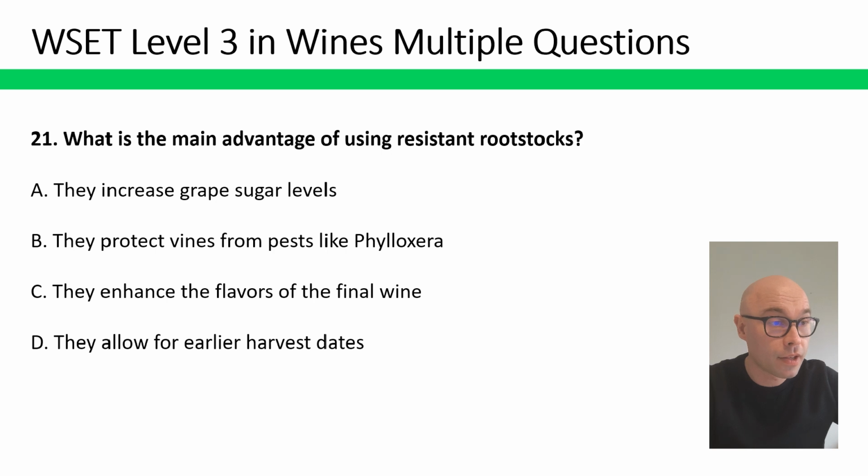What is the main advantage of using a resistant rootstock? They increase grape sugar levels, they protect vines from pests like Phylloxera, they enhance the flavor of the final wine, they allow for earlier harvest dates. The correct answer is B, they protect vines from pests like Phylloxera.